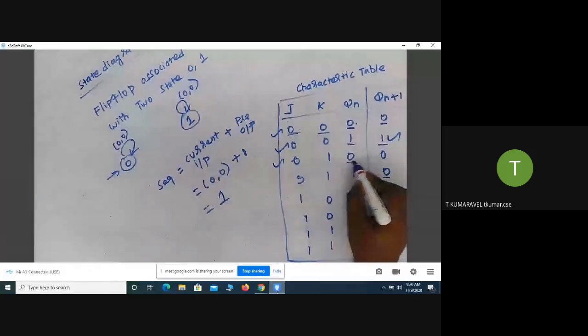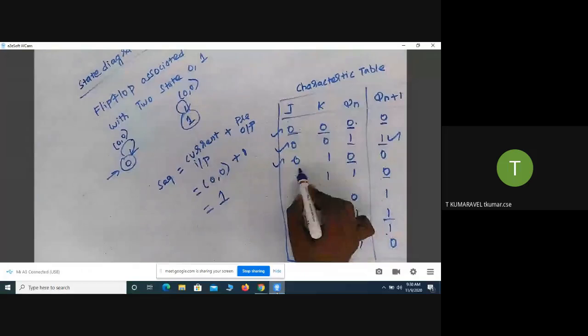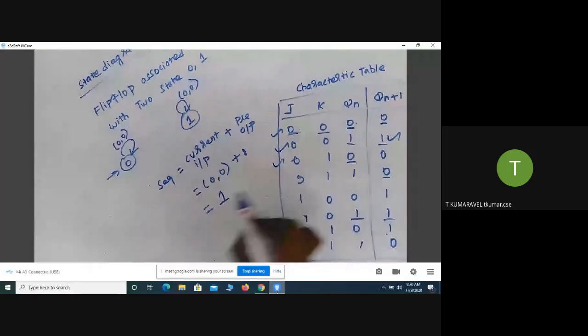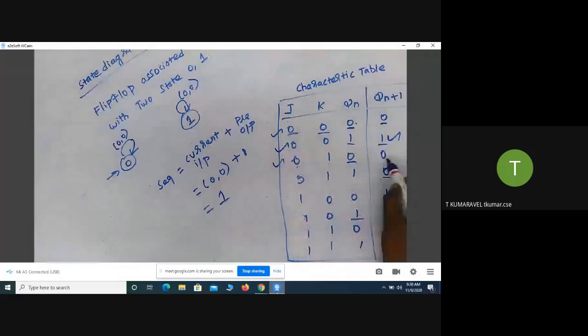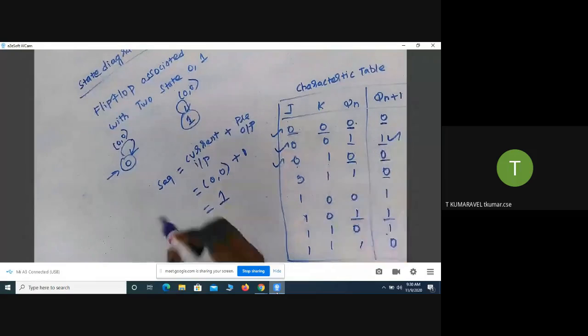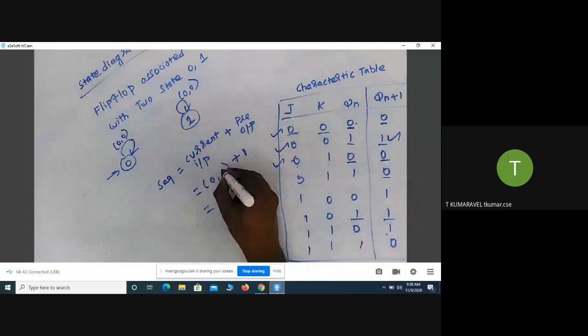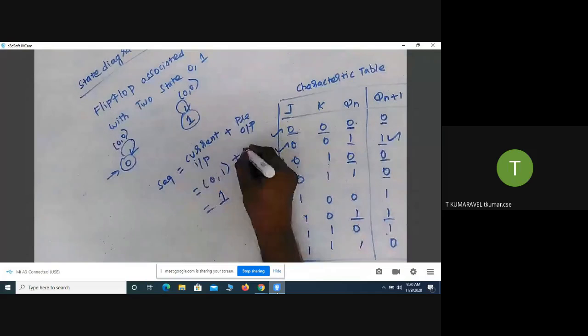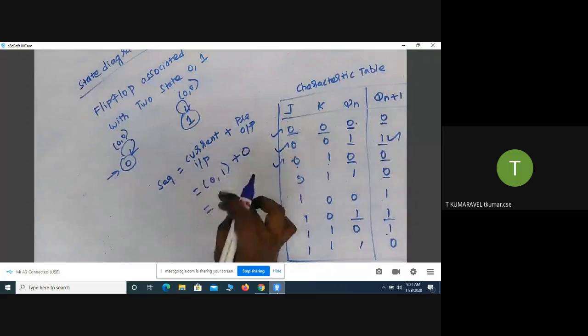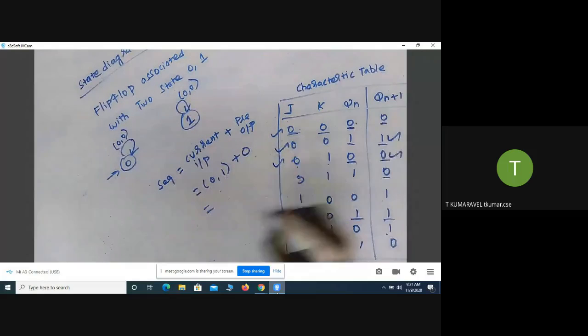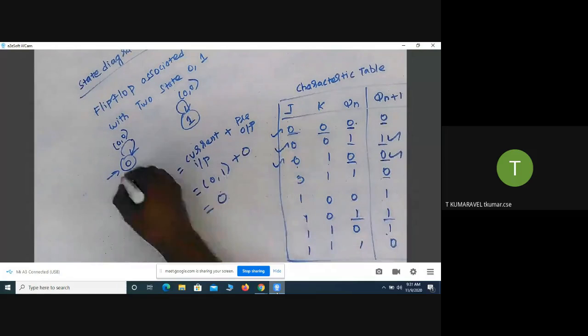I'm in the 0 state and I take input 0 1. What is the final output? The final output is 0. My current input is 0 1, my previous state is 0, and the final output is 0, meaning I'm in the same state. That's why I write it as 0 1.